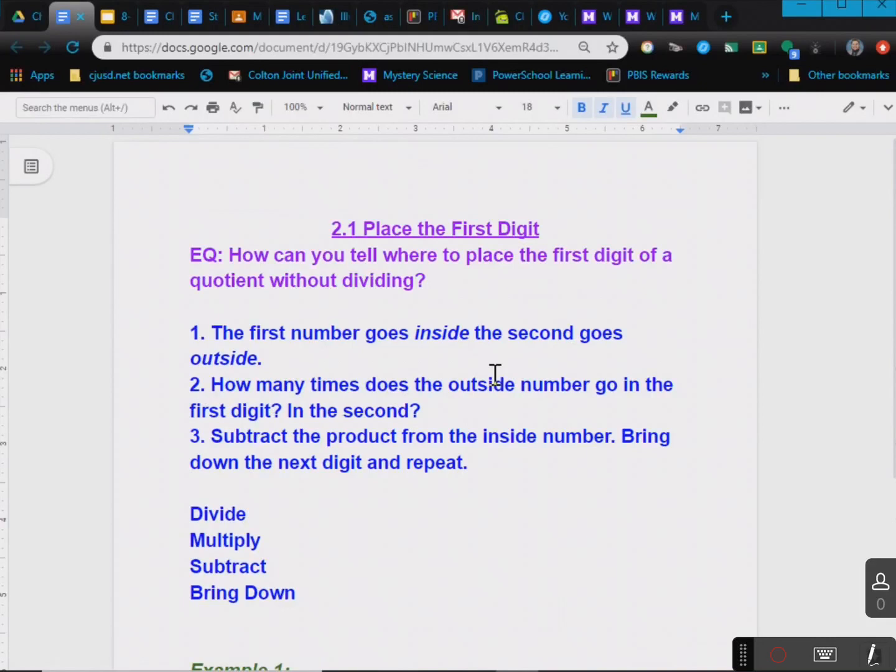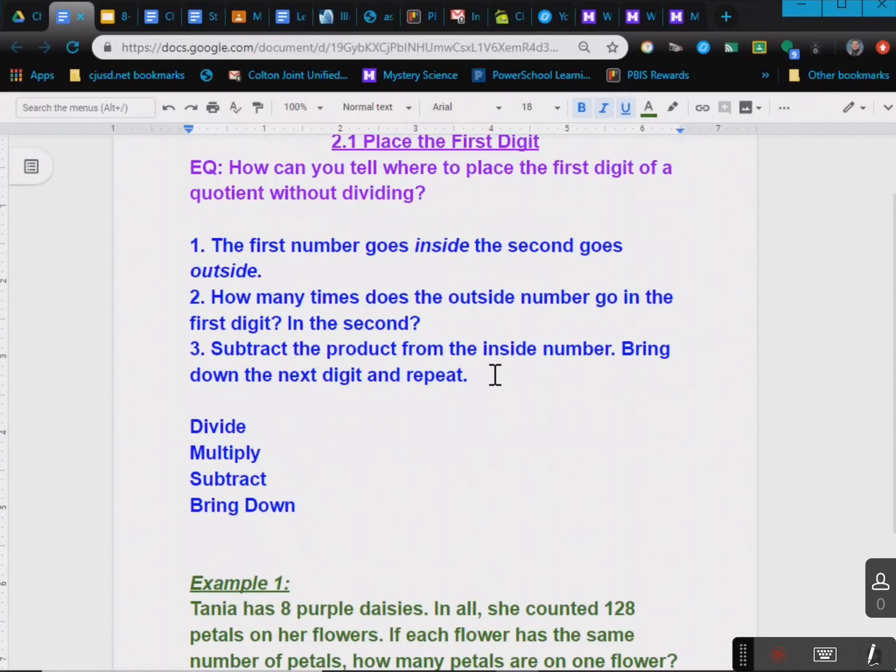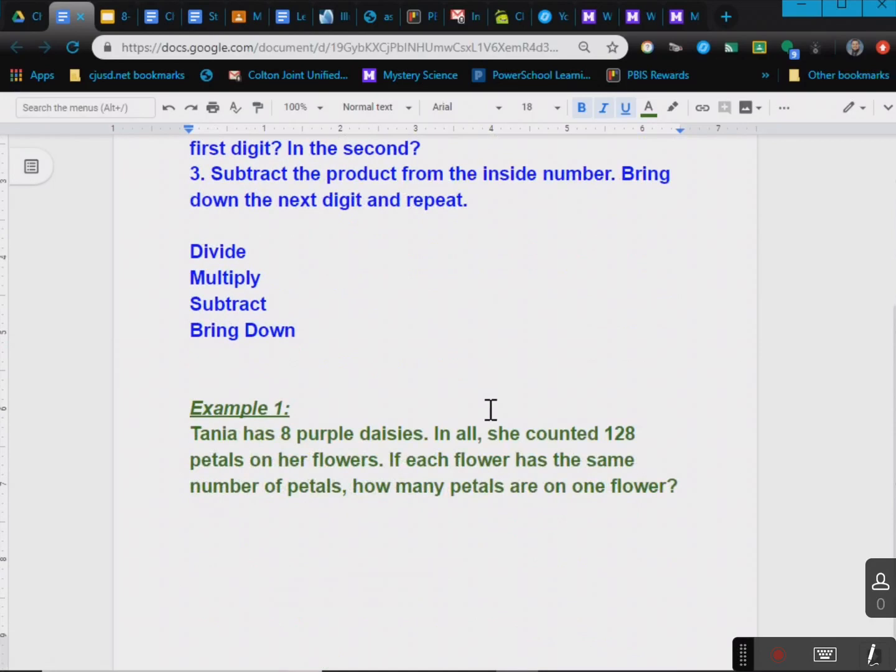So the first rule doesn't apply for all the problems, but I'll show you when I see it. It's that the first number goes inside and the second goes outside when you're dividing, okay? Second step is, how many times does the outside number go in the first digit? And if it doesn't go in the first digit, how many times does it go in the second? The third step is to subtract the product from the inside number, bring down the next digit, and repeat. So it basically boils down to four things. You got to divide, multiply, subtract, bring down.